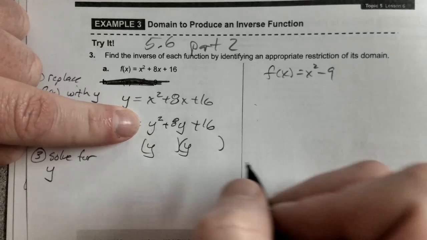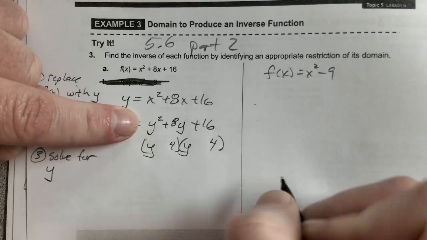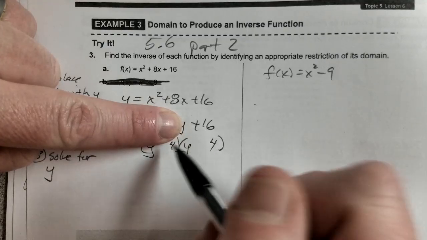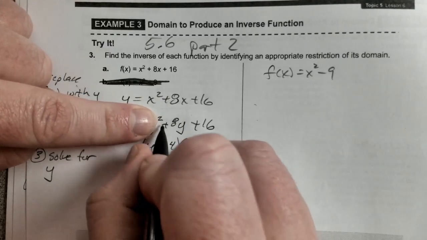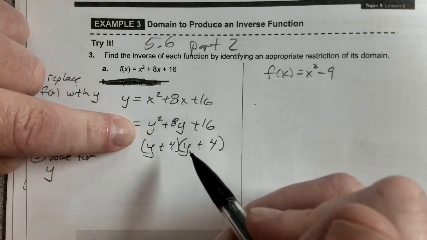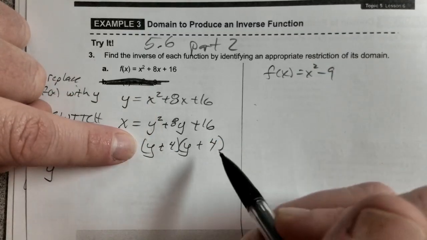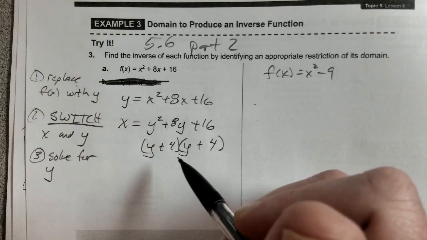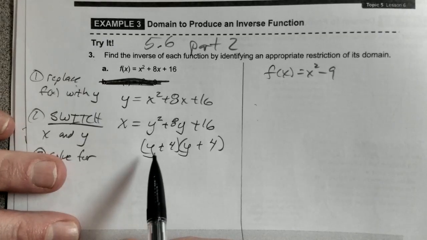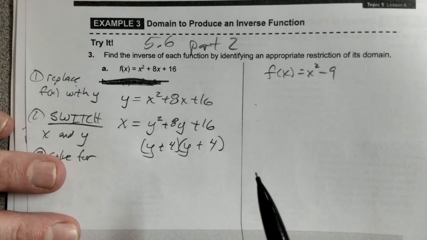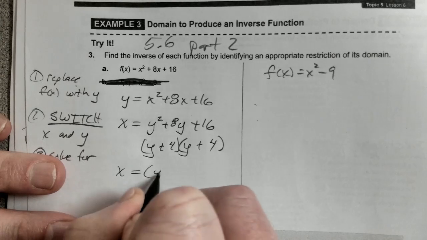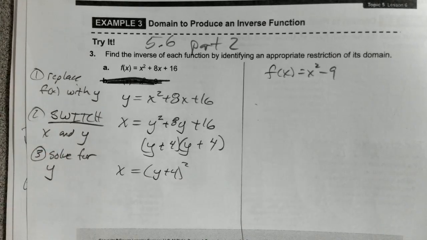Factors of 16 that are closest together are 4 and 4. The second sign here is a plus, so we have to have the same signs here. And the first sign here is a plus, so both signs have to be plus. And when I check this, 4y plus 4y will get me 8y. So I can tell these are the factors. But what's another way of writing y plus 4 times y plus 4? Yeah, y plus 4 squared. So x now equals y plus 4 squared.